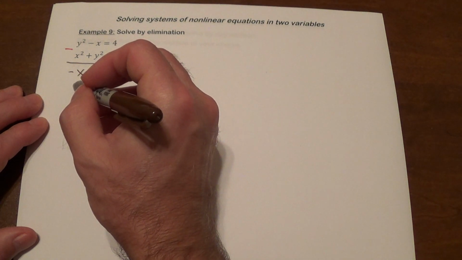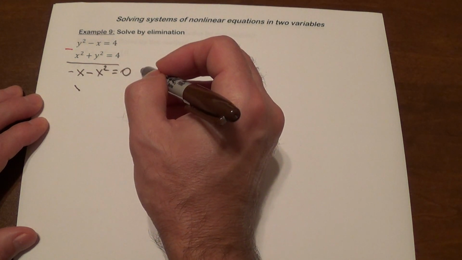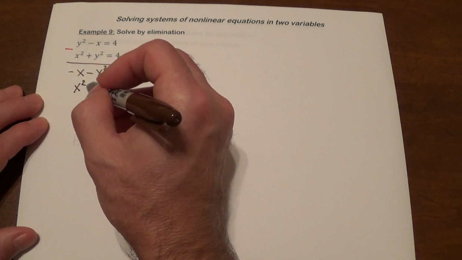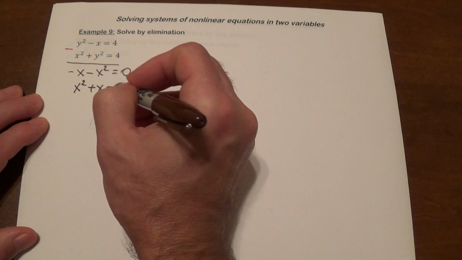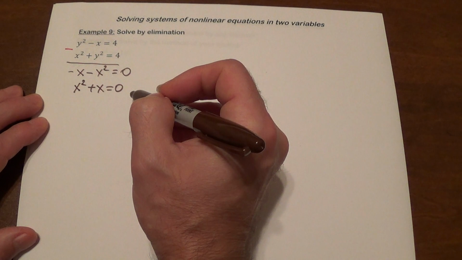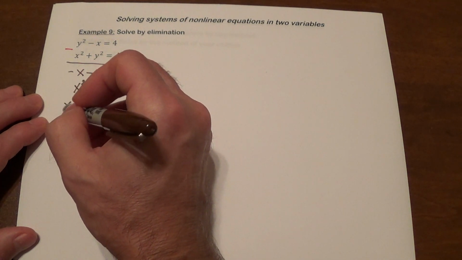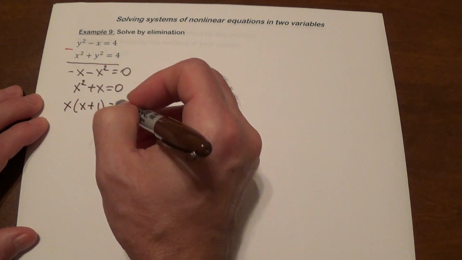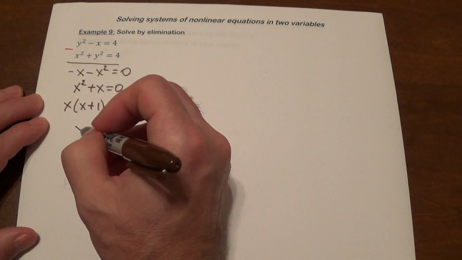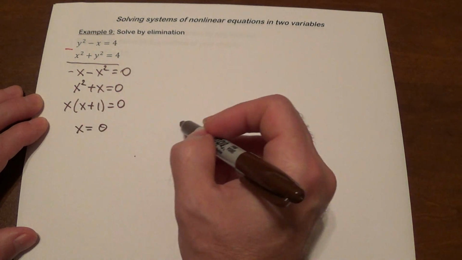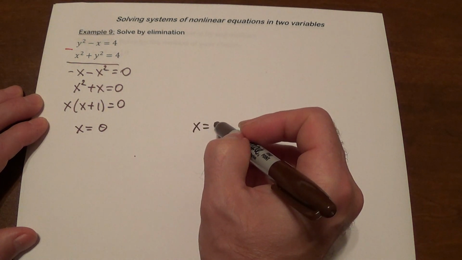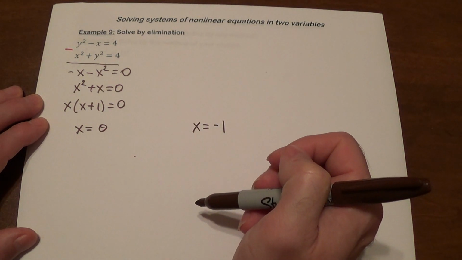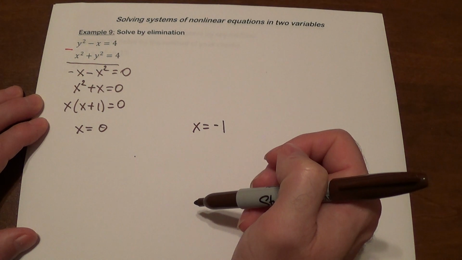So that means that if I multiply both sides by negative 1, I can rewrite it as x squared plus x equals 0. Right? Which is going to give, if you factor it, it's x times x plus 1 equals 0. This is going to give us two values of x. It's going to give us x equals 0 and also x equals negative 1. Correct?